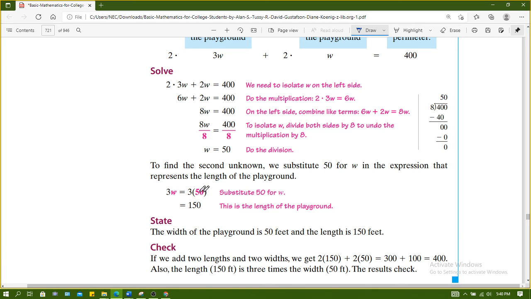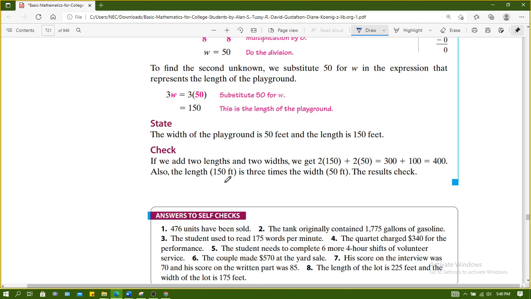Not check, but you find the other value. So the width is 50, and since the length is 3 times the width, we have the length, which is 150. State: the width of the playground is 50 feet and the length is 150 feet. If you add them together, 2 times 150 plus 2 times 50 equals 300 plus 100 equals 400. Also, the length, 150 feet, is 3 times the width, 50 feet. The results check. And therefore, your solution is really correct.